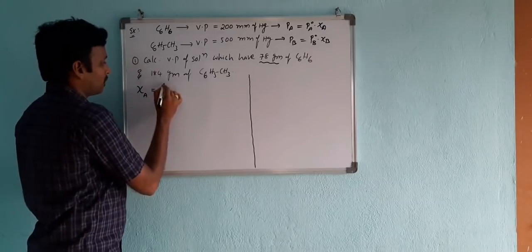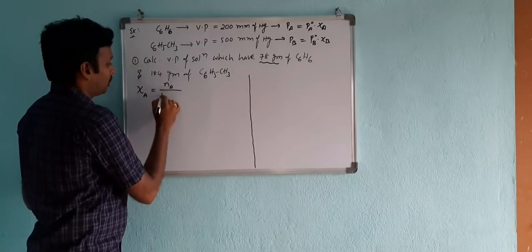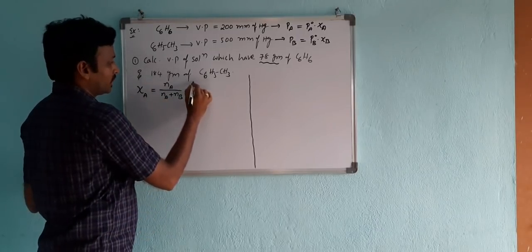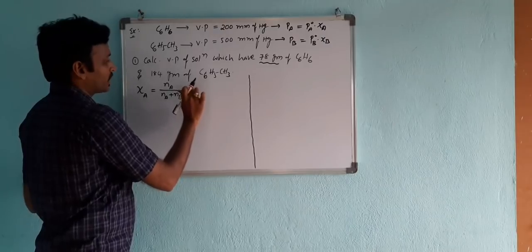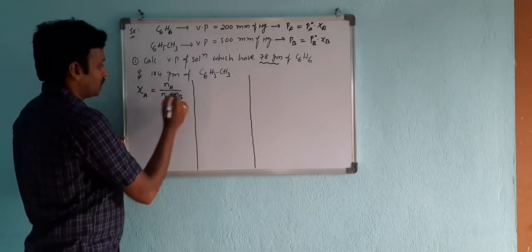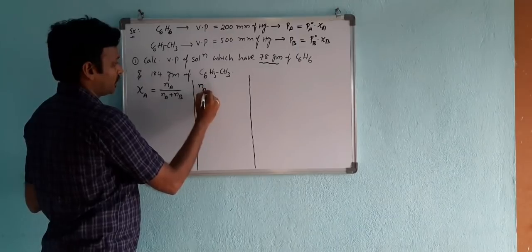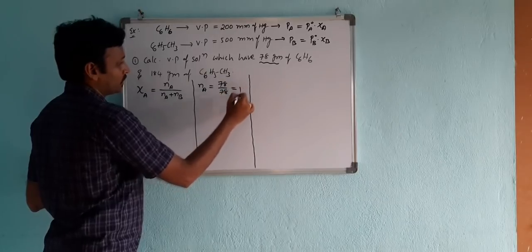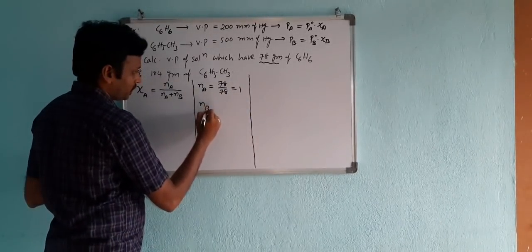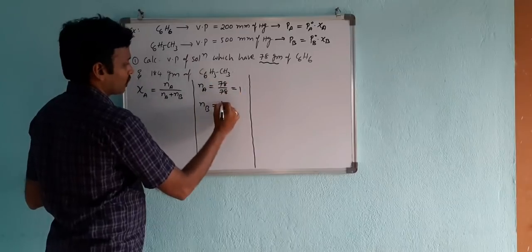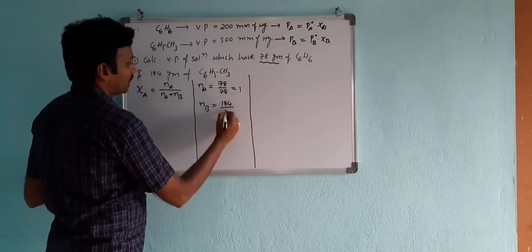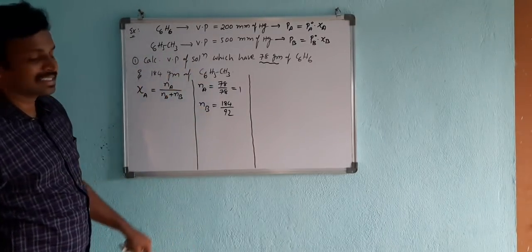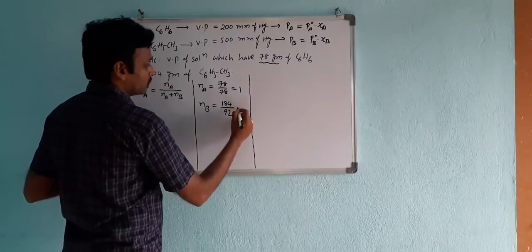To have this, it's very clear. Mole fraction is the number of moles of A divided by the number of moles of A plus the number of moles of B. You have the mole fraction of A and the mole fraction of B. The number of moles of A is the weight in grams by the gram molecular weight: 78 by 78, so 1. The number of moles of B is 184 by 92, the molecular weight of toluene being 92.